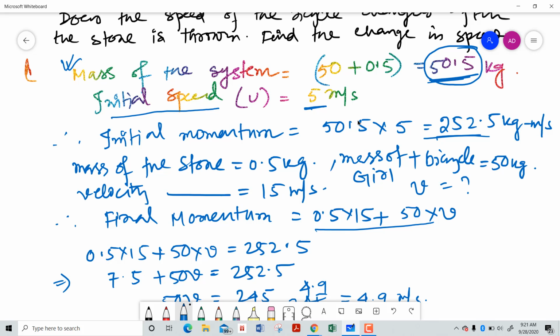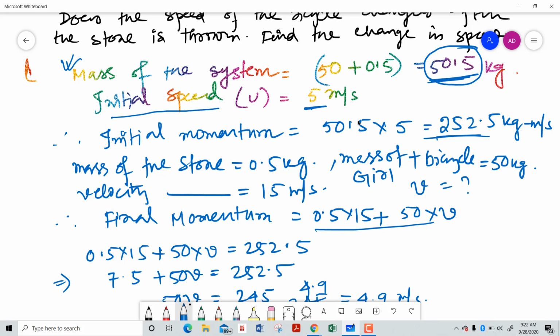Now if I calculate the initial momentum here: when you throw a stone with some force, the stone will also exert a small force on you, and that's why the velocity at which you were initially running will change. After throwing that stone, the velocity of your bicycle will be changed. So we have to find out how much your velocity is changed. For that, we need to take the help of the law of conservation of linear momentum.